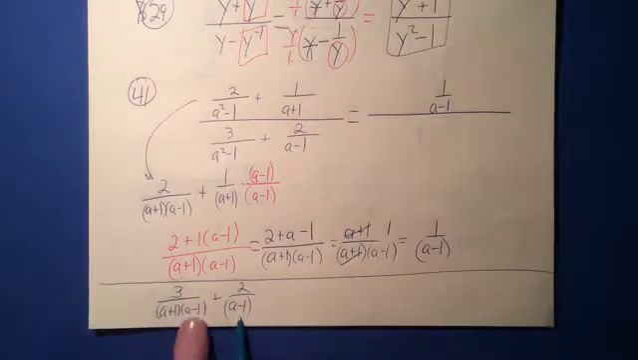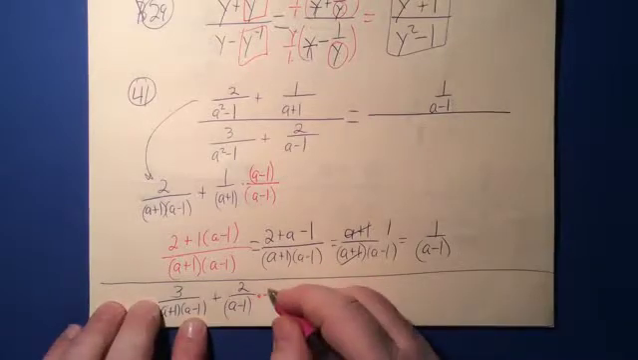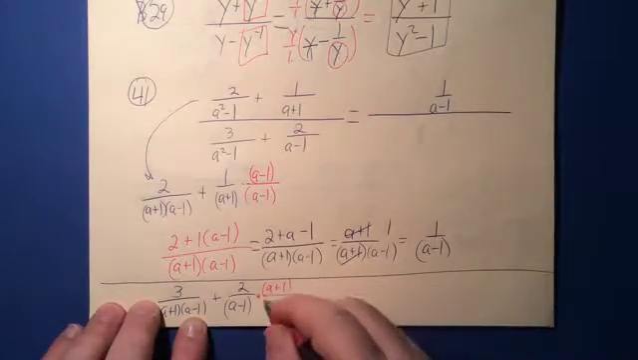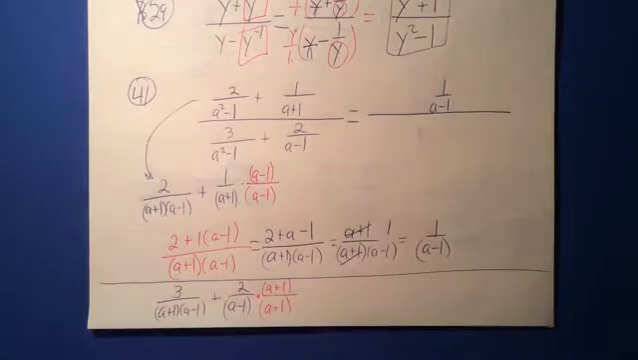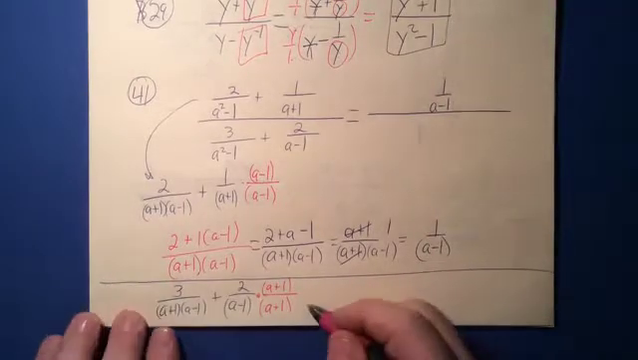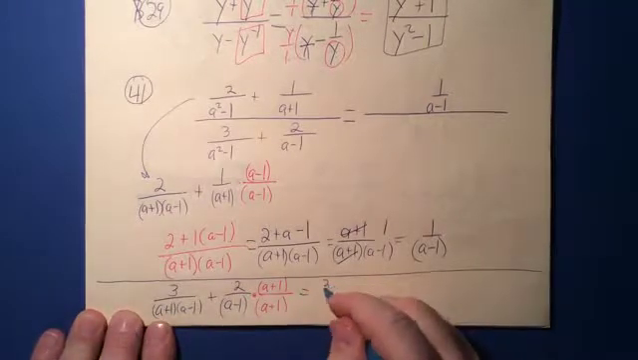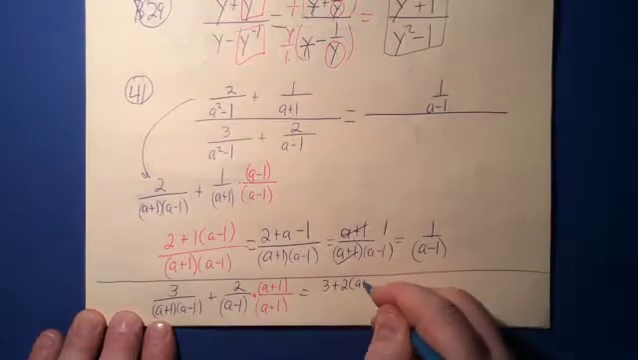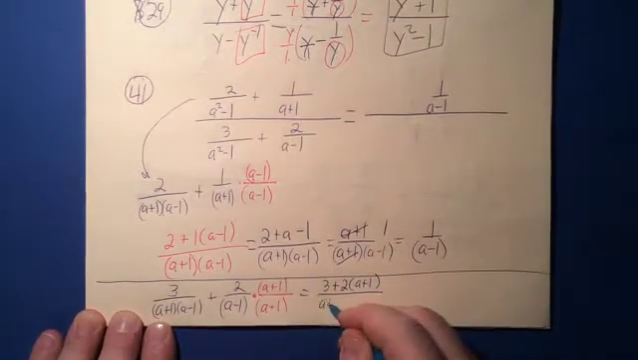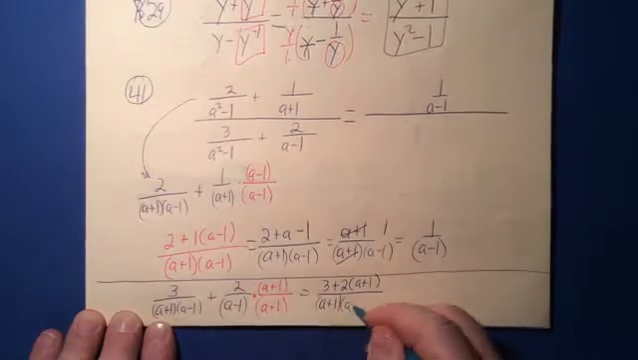I see here that I have a minus 1 as a common factor. Note the work that we did in section 7.4. It's now going to come in handy for the work we're now doing in section 7.5. So I realize I have a minus 1 as a common factor, but this one has an a plus 1 I don't have here. So I'm going to go ahead and multiply the bottom and top by a plus 1. So as I do that now, I can write this as one fraction now as 3 plus 2 times a plus 1 over a plus 1 times a minus 1.